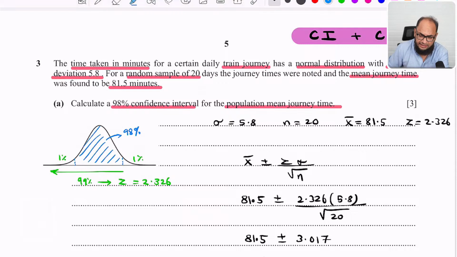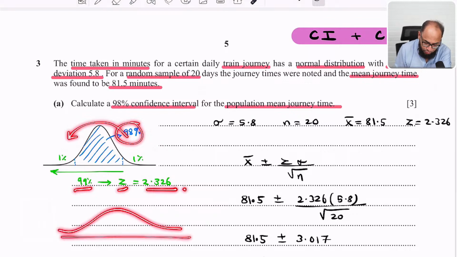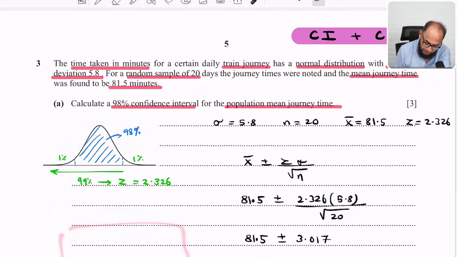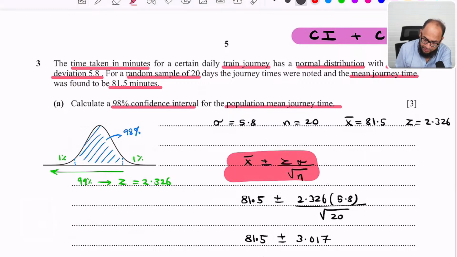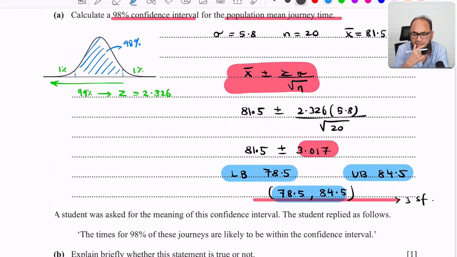The first thing, that is a basic standard question, nothing special. The 98% confidence interval, 98% is in the middle, 1% at this corner, 1% at this corner. 98 plus 1 is 99%. The z value is 2.326 from the table. You also have that strip we can use. Just use the formula: x bar plus or minus z sigma over root n. We get this value that you need to add and subtract, take care of the accuracy. This is the lower bound, this is the upper bound. You can also write it as a bracket. I think that was pretty simple.